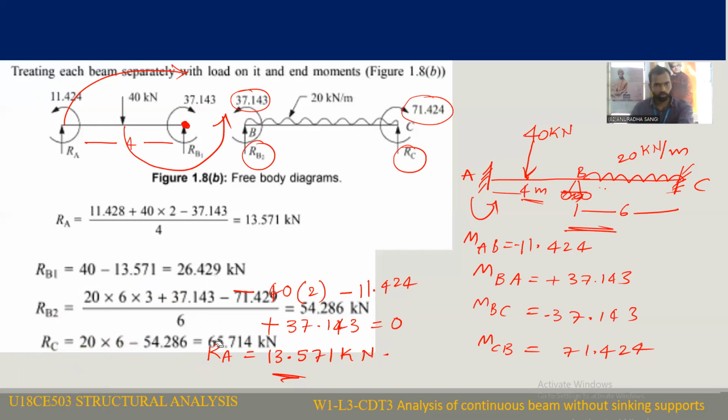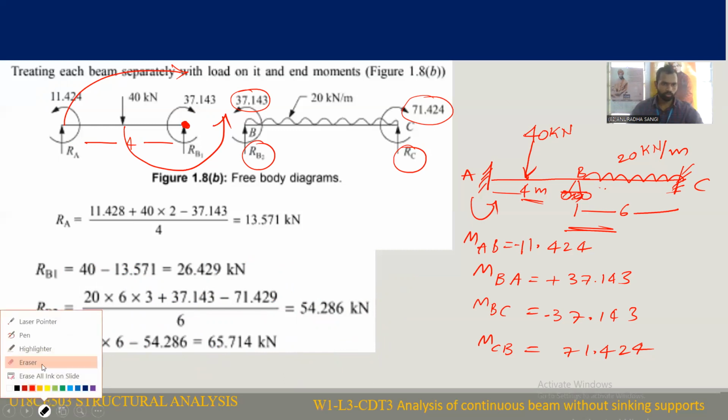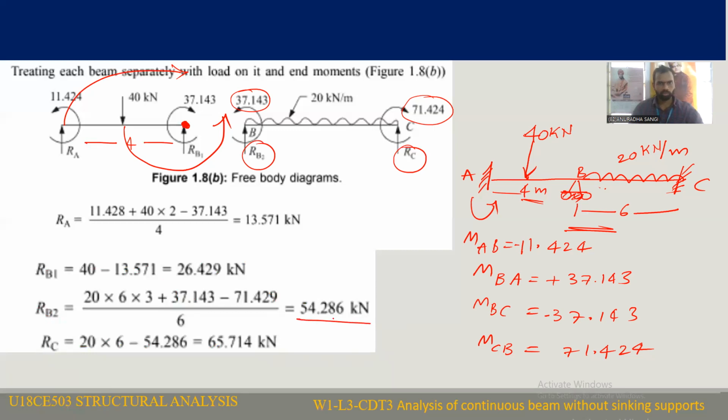Similarly, you apply moment at C equal to 0 for the second span. Take moment about C equal to 0 for the second span, and you are going to get RB2 equal to 54.286.